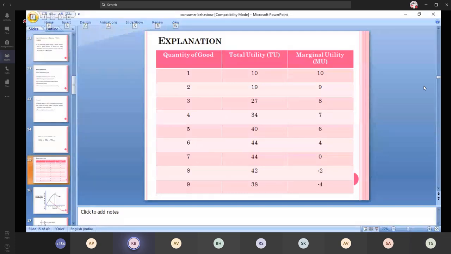So for the sixth unit, the total utility increases to 44. So the marginal utility is 44 minus 40. Likewise, while the consumer is purchasing the seventh unit continuously, the total utility doesn't change. Why is there no change in the total utility?